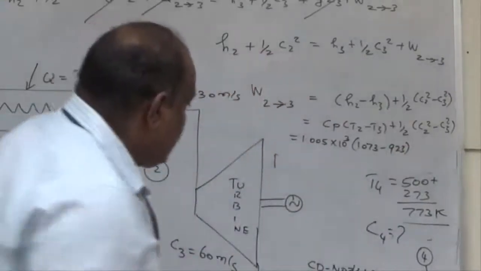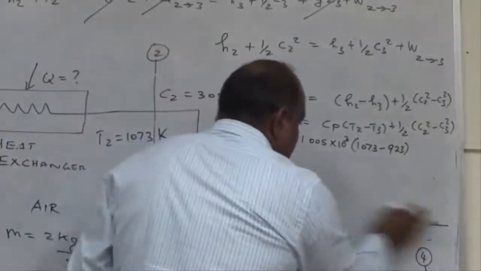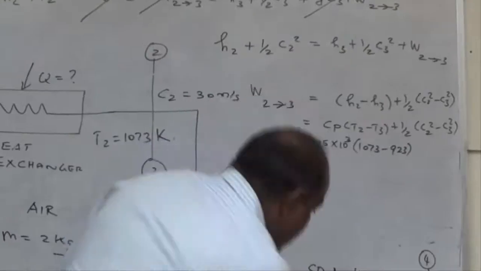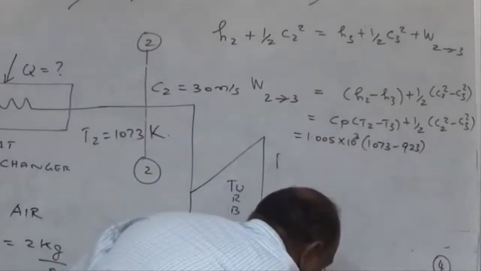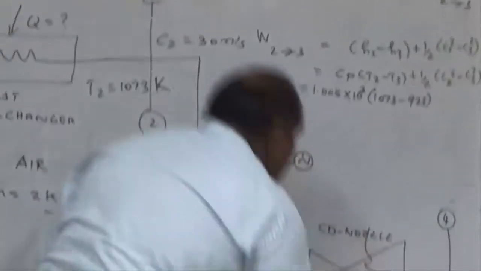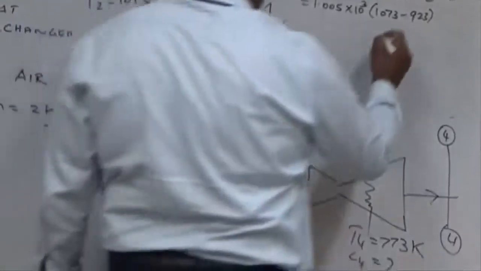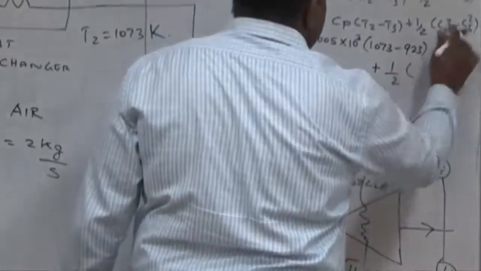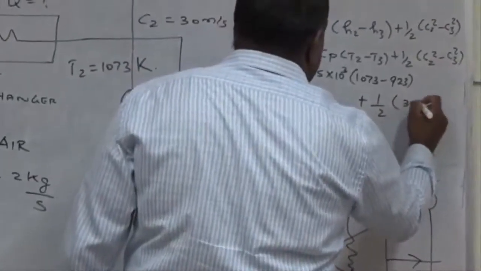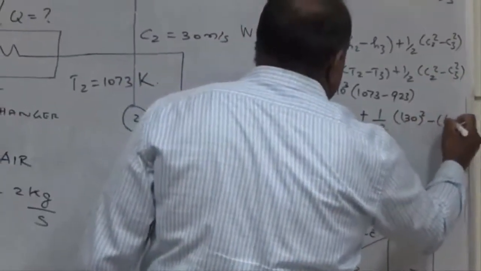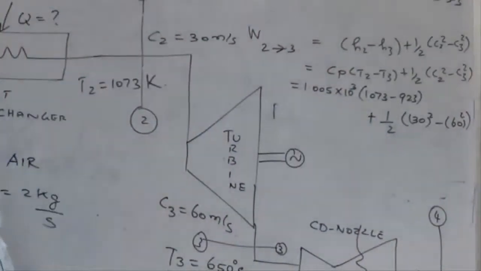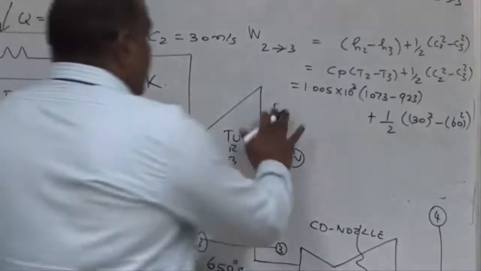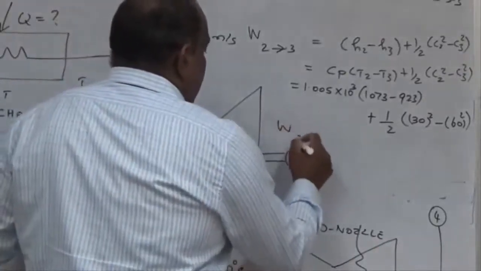Okay, let us write these values at the bottom. Plus half into C2 squared, where C2 is 30, and C3 is 60 squared. All these values we know, so just substitute the values and get W2-3.